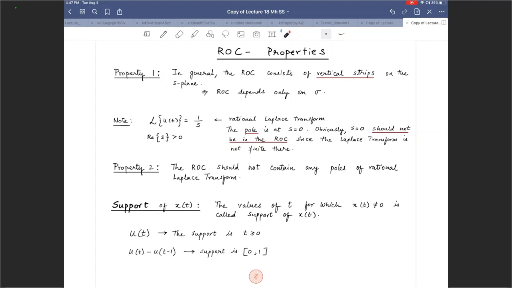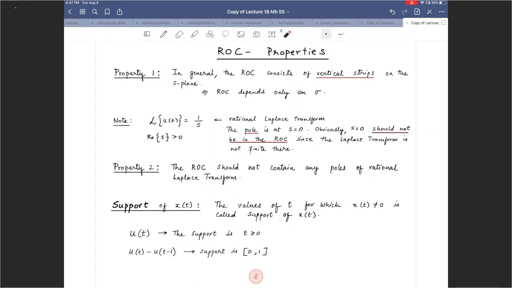Let's continue our discussion on Laplace transform properties. And the first things we will look at here are the properties that are with respect to the region of convergence. So we have already looked at these in detail and we have proved some of the initial properties.